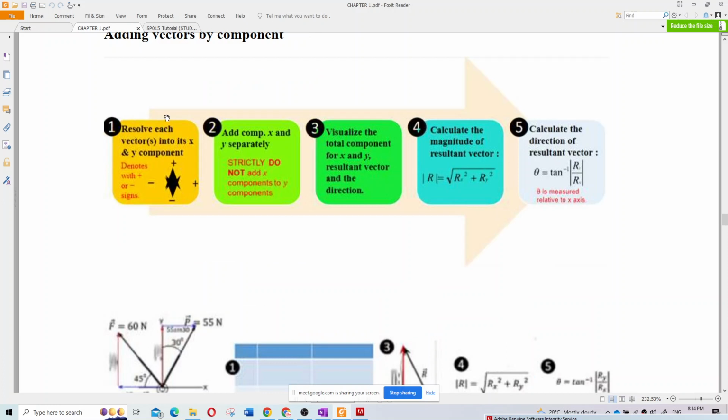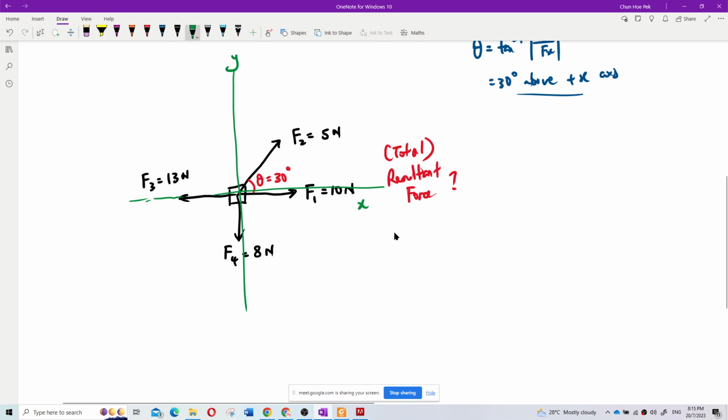First, we resolve the vector into x and y components, and then we add x and y separately. Then we visualize the total component of x and y, and then calculate the resultant force using Pythagoras theorem, and then calculate direction using tangent theta. Those are the steps. Okay, understand?